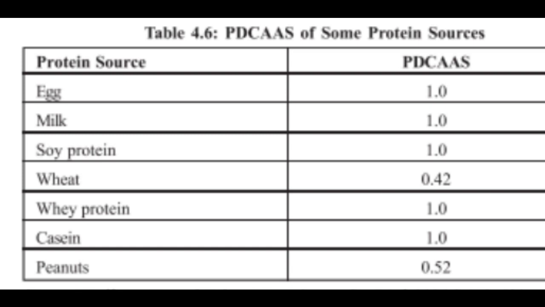Net protein utilization, NPU. Mitchell, 1922, introduced the term net utilization of dietary protein, which is a product of digestibility coefficient and biological value divided by 100. As shown herewith, NPU is equal to digestibility coefficient into biological value upon 100.